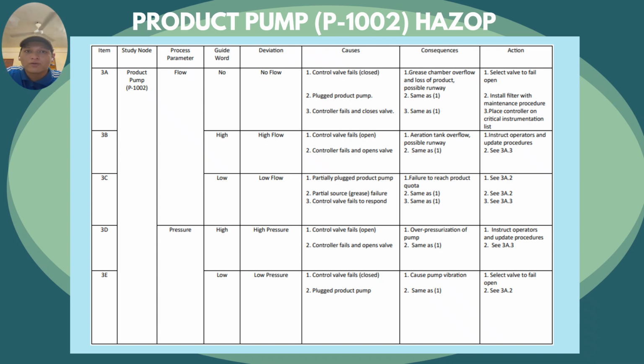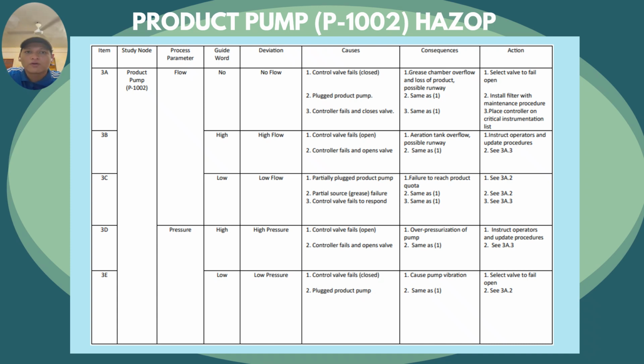Now for high flow, there are two causes, one being control valve fails to open, and number 2 controller fails and opens valve. Now the consequences for this, number 1, the aeration tank overflow and possible runaway, and number 2 is the same as 1. Now for the actions that we can take, the first is to instruct operators and update procedures, and for number 2, C3A.3.